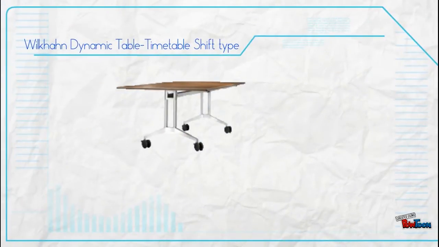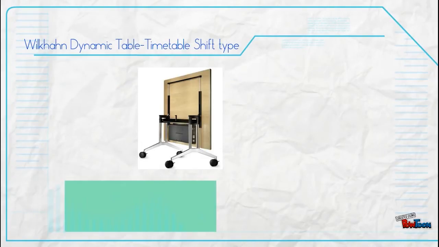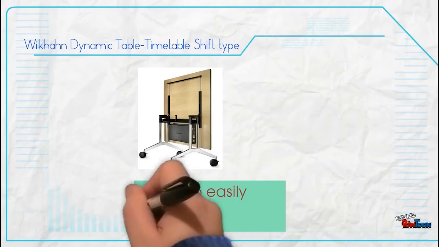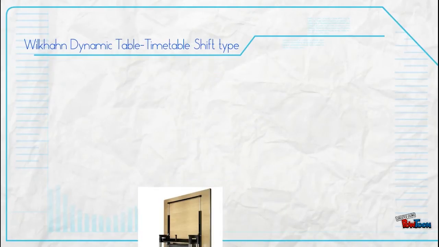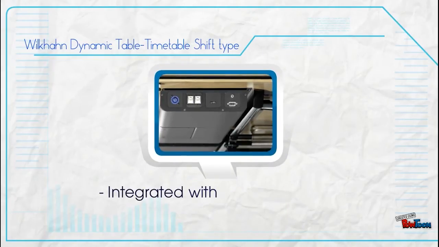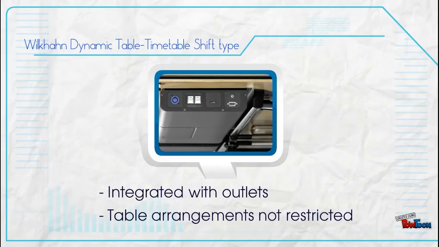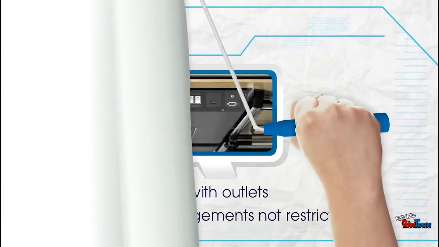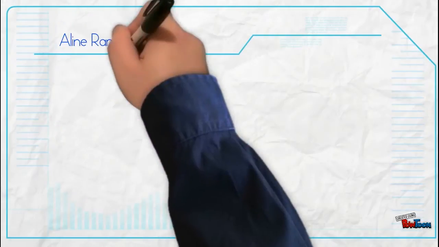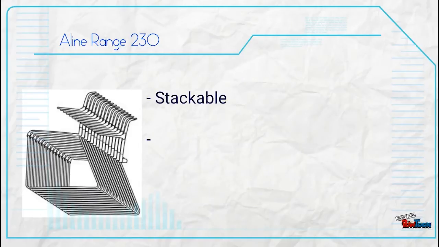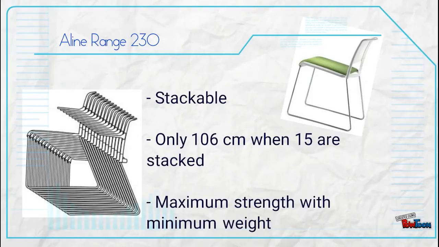For table, we have chosen the Recam dynamic table, the shift type. It can fold up easily and can save space when not in use. It also has 4 wheels to allow moving, and it is integrated with outlets, so different table arrangements are not restricted by power supply. For chair, the A-line range 2 wheel is chosen. It gives great function as it is stackable and is only 160 cm when 15 of them are stacked, and it has maximum strength with minimum weight.